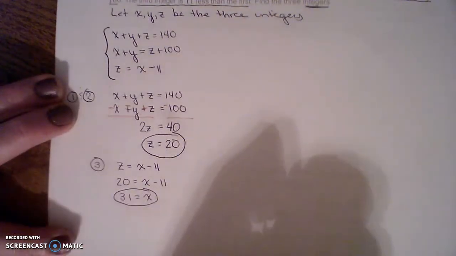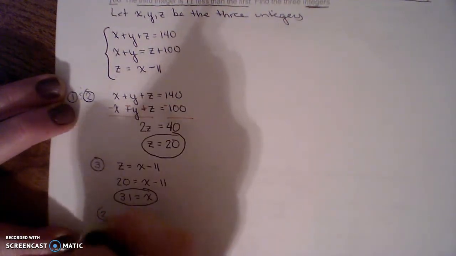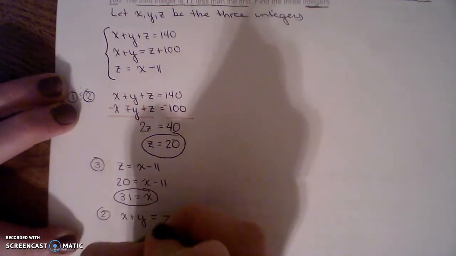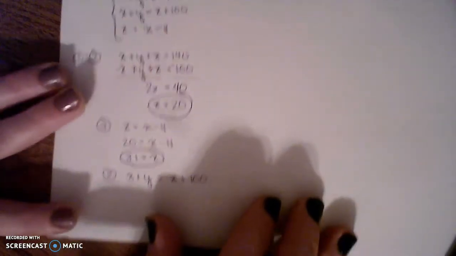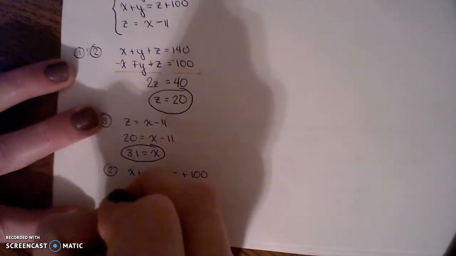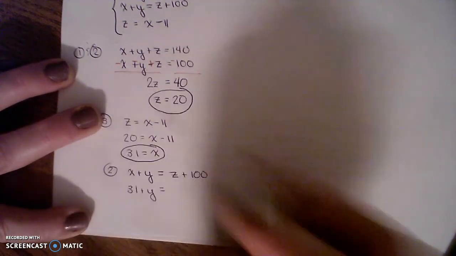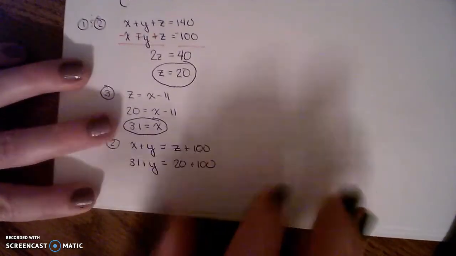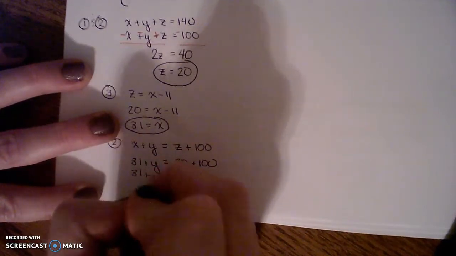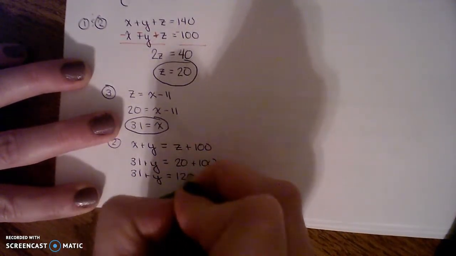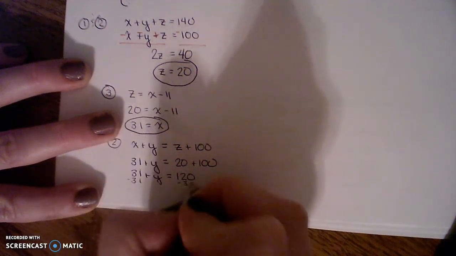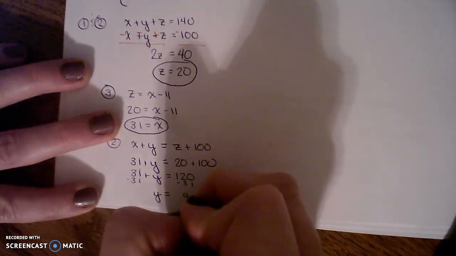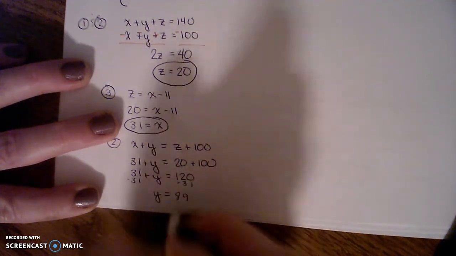I'll use equation number 2, which is x plus y equals z plus 100. Let's plug 31 in for x and 20 in for z. So I get 31 plus y equals 120. Let's subtract 31 from both sides. We get y is 89.